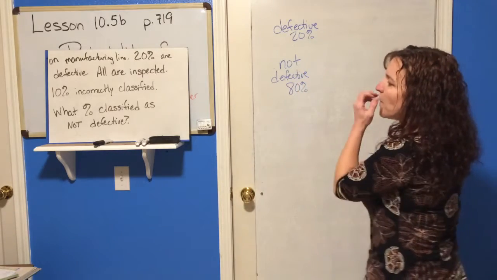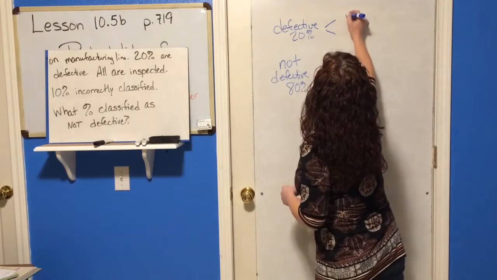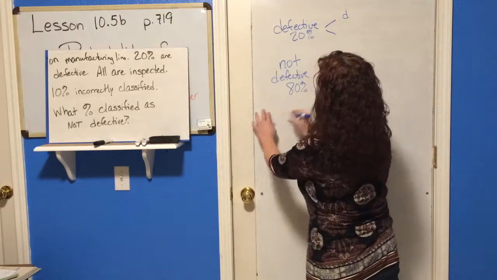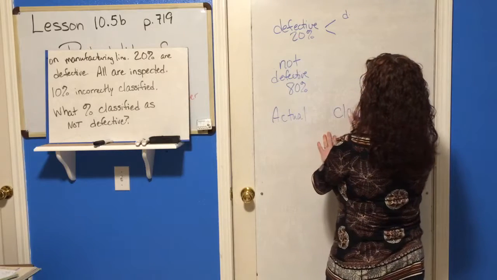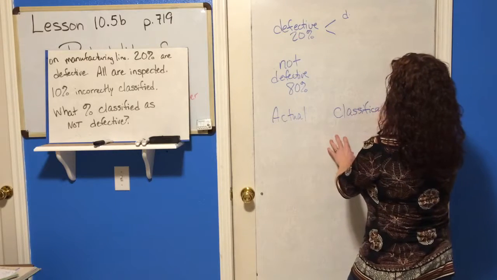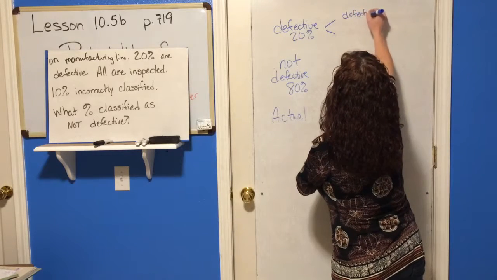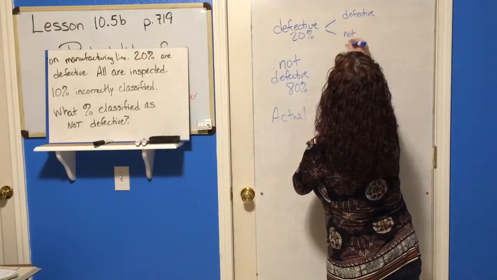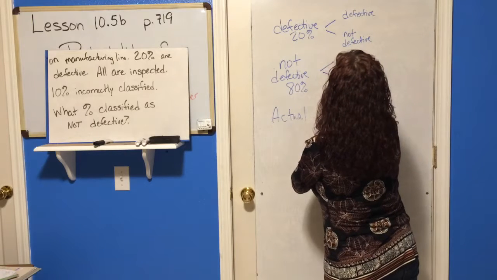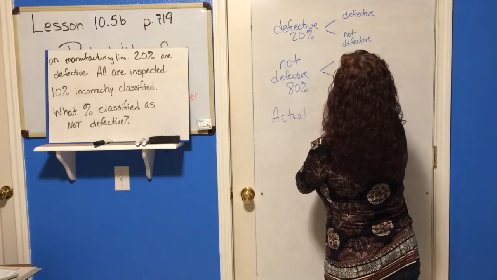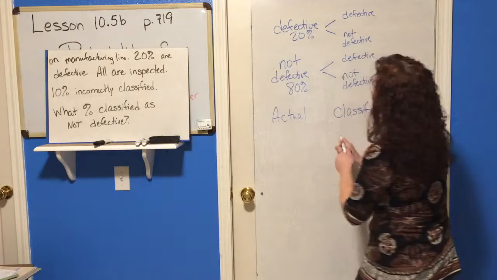All right, so now when they go through the line, 10% are incorrectly classified. So these would be classified as defective. So this is what's actually going on, and this is the classification, okay? So these are classified as defective, and these are classified as not defective. And these are classified as defective, and these are classified as not defective.